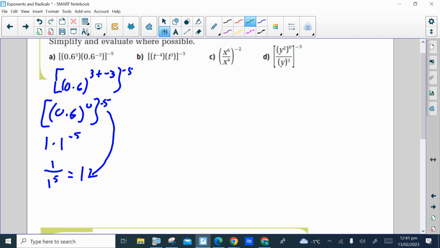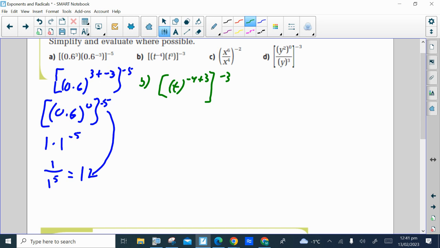Question B. Again, inside the square brackets, you're multiplying powers with the same base. The base is t. Well, the law says that you add the exponents and keep the base the same. So it'll be t to the power negative 4 plus 3. The law says when you're multiplying powers with the same base, you add the exponents and keep the base the same.